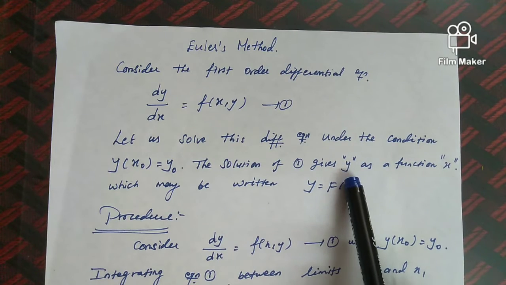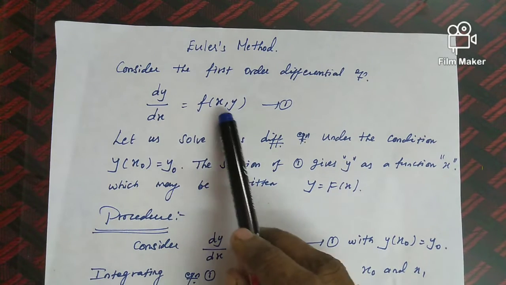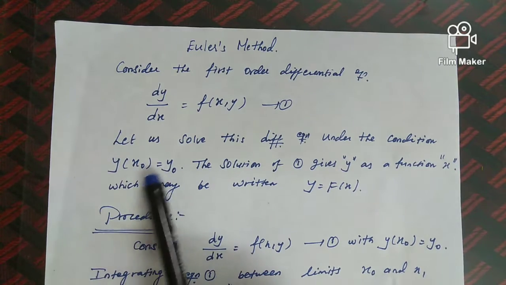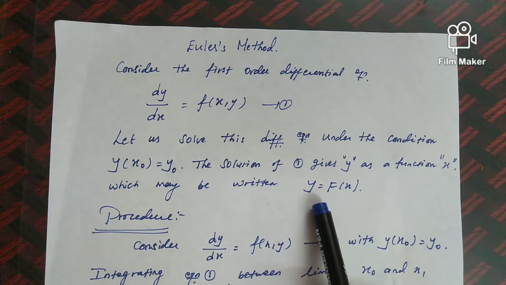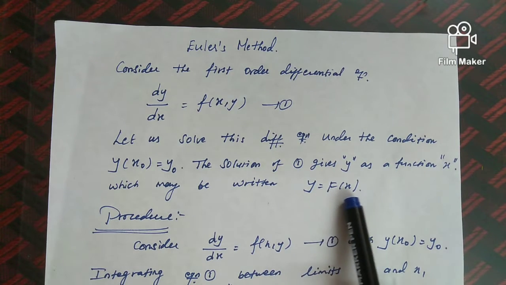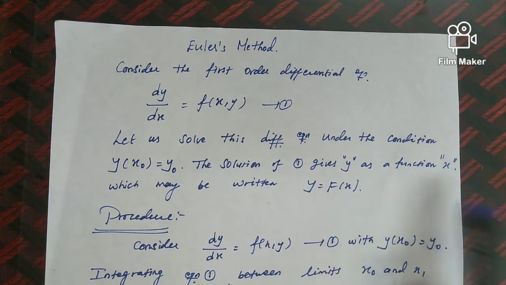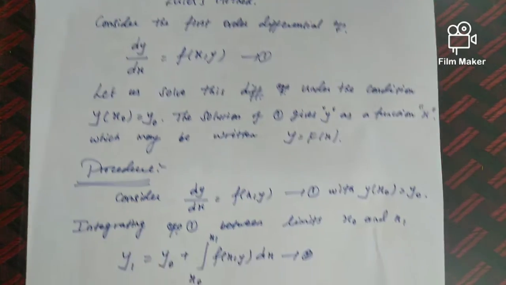Here also we are going to solve the same first order differential equation with the initial condition y of x naught equal to y naught. The result will be a function of x that will be denoted as y equal to capital F of x. So what is the procedure under Euler's method?